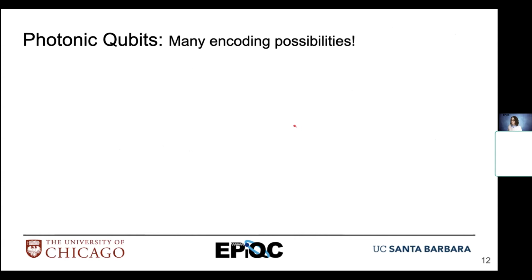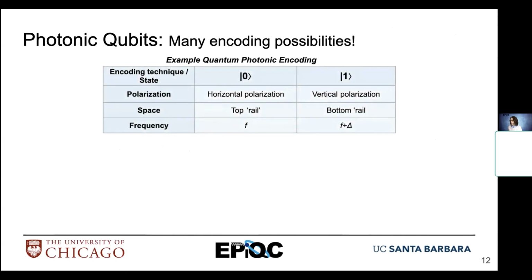So photonic qubits. These are a very interesting type of qubit simply because there are many different ways that you can realize a photonic quantum computer. These are just a couple of different techniques. There are actually a few more, but we're going to look at polarization, space, and frequency. There's also orbital angular momentum, time bins. There's a lot of different ways that you can encode photonic quantum information, but we're just going to focus on the information in this table here.